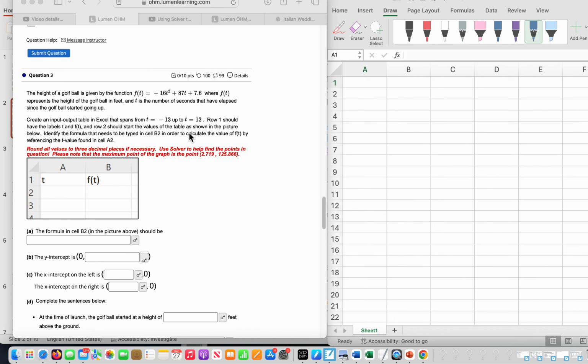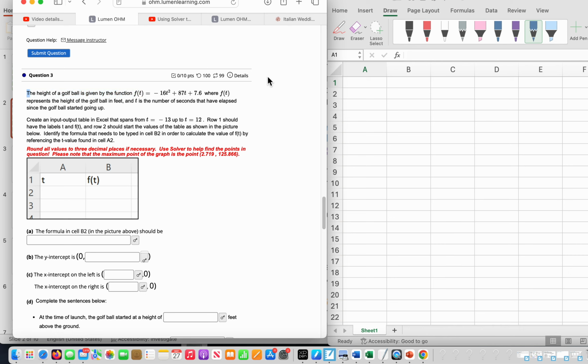Going to do a practice problem or an example from the section 1.5 homework, just so everyone is really clear on how to approach these kind of problems. So this one says I have a golf ball and it says the height of the golf ball is given by, or is equal to, f of t equals this function.